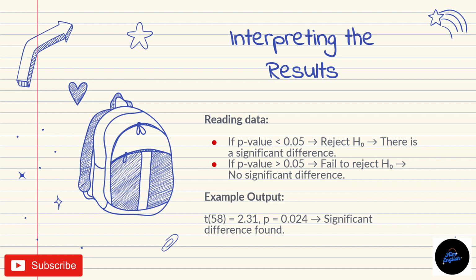An example of an output of the statistical calculation using SPSS: if the t value shows 2.31 and the p-value is 0.024, which is below 0.05, it means that there is a significant difference found from the statistical calculation. So it means that we have to reject the null hypothesis and we have to accept the alternative hypothesis.